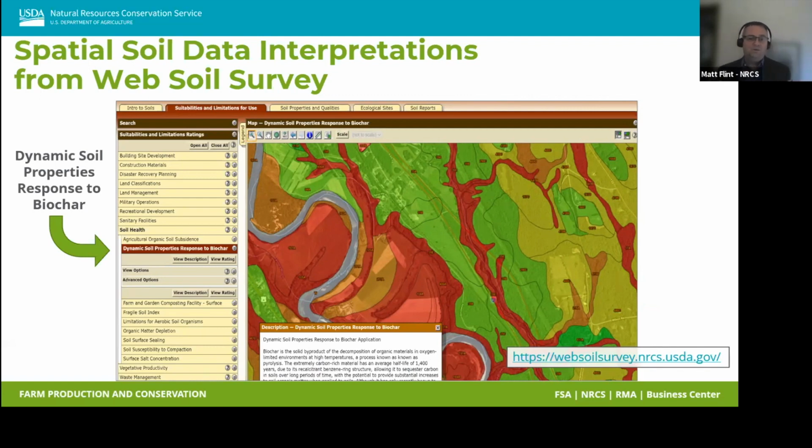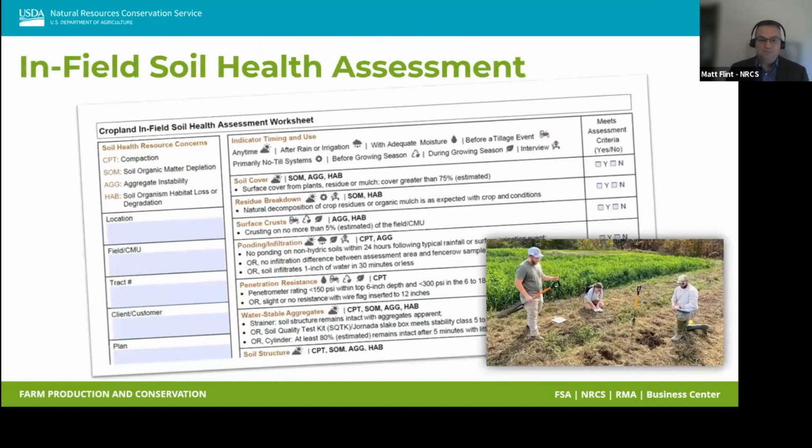This is a resource that a conservation planner might look at before making a farm visit with a client, particularly if they know they have an interest in soil carbon amendment practice. This helps have the conversation about where the priorities are to explore this new technology. It's a free USDA provided, NRCS provided website, Web Soil Survey. The link is embedded in the slide deck, and the soil health interpretation is named Dynamic Soil Properties Response to Biochar. Pretty cool. And I think you'll learn more about that tomorrow.